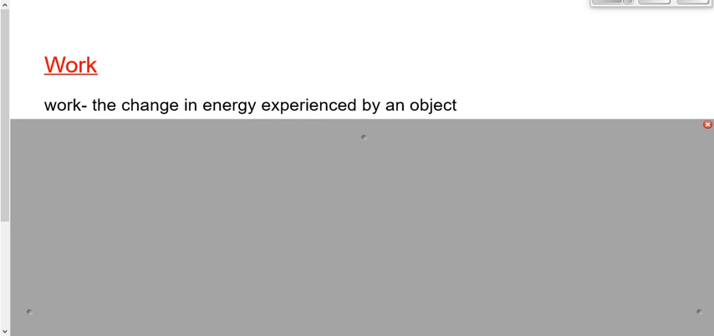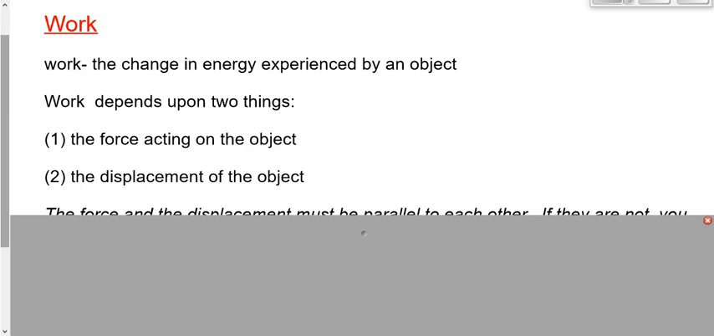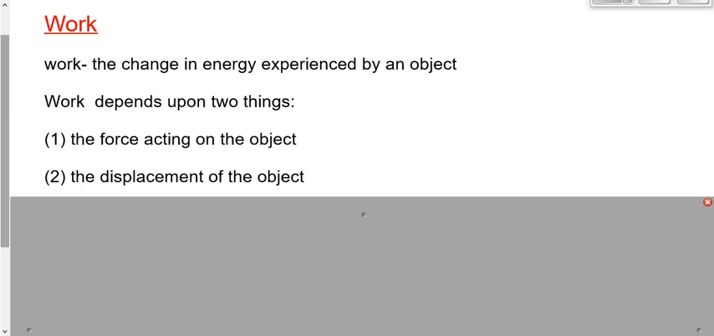I need force on this desk, and I need movement of the desk. I need a displacement of the desk. It's not enough to just apply a force on it. You have to apply a force and cause movement. Okay, you can apply all the force you want. If it doesn't change the speed of the desk, you haven't changed the energy of the desk. So we're going to say work depends upon those two things: the force acting on the object and the displacement of the object.